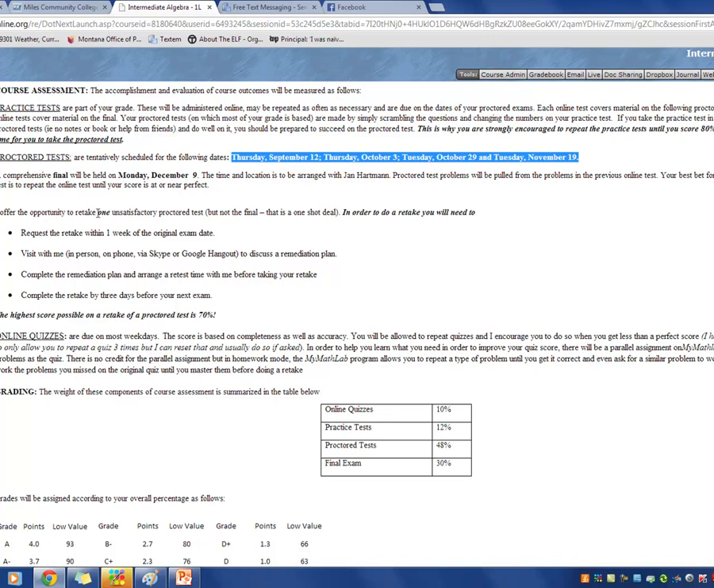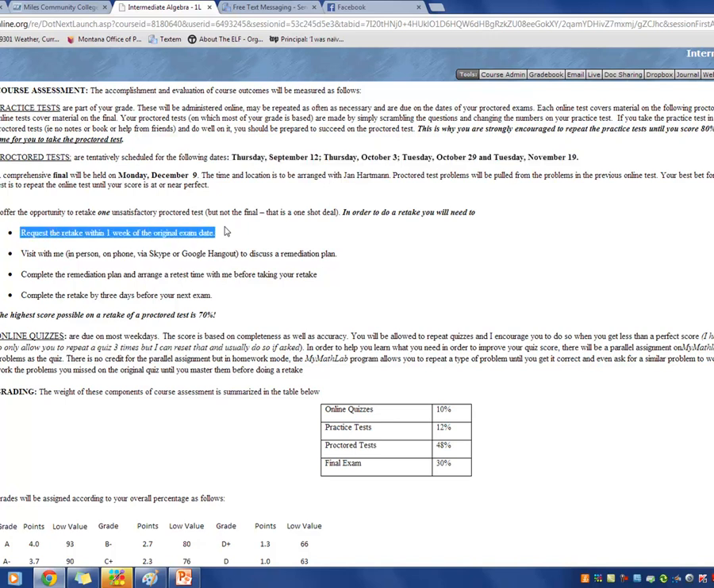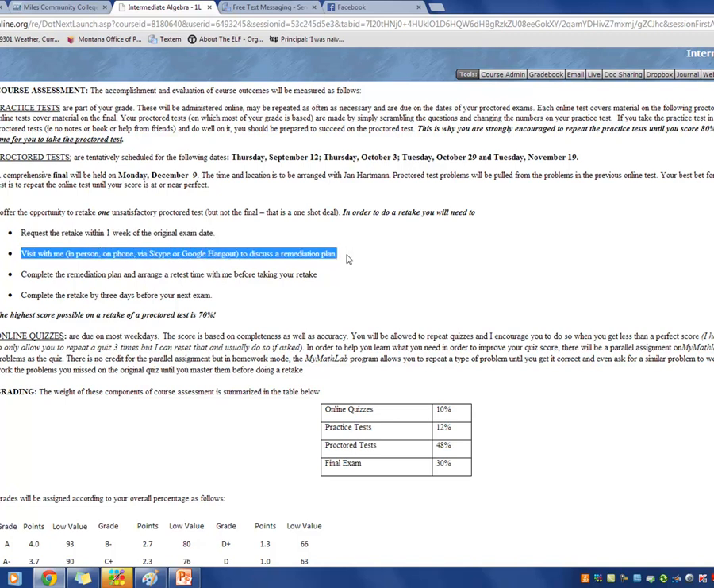You get to take one of those of your choosing and retake it. But you've got to request the retake within a week of the original exam date. You've got to visit with me in person to discuss a remediation plan. That is, you failed the test originally for some reason. We need to discuss what that reason was and what you need to do to prepare to succeed on the retake. You complete that plan for success, that remediation plan, and you arrange a retest time.